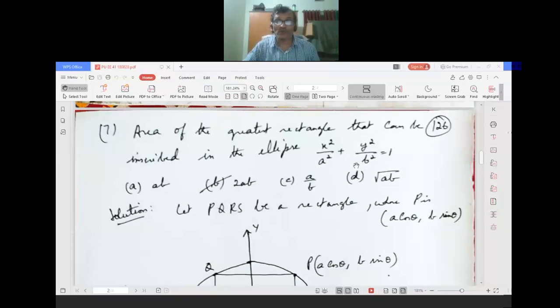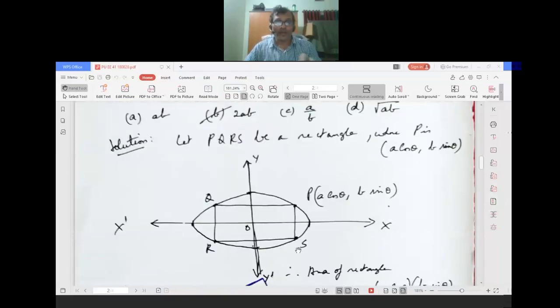x squared by a squared plus y squared by b squared is equal to 1. First option ab, second option 2ab, third option a by b, fourth option root ab. Okay. As in the figure you can see, let PQRS be a rectangle.